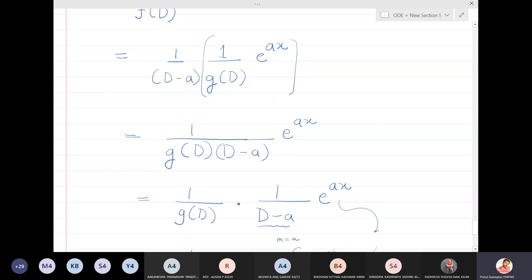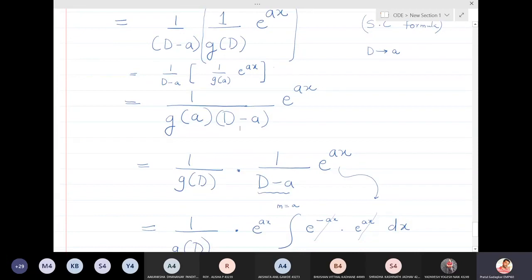What is 1 upon g(D) e power ax? Now I can use my shortcut formula, which we have done. And g(D) will be replaced by what? D will be just replaced by a. When I replace this D by a, there is just one step in between. 1 upon (D minus a) will be as it is, and this will become 1 upon g(a) e power ax. This 1 upon g(a) is a constant as far as the integration is concerned, and it will come outside the integration.